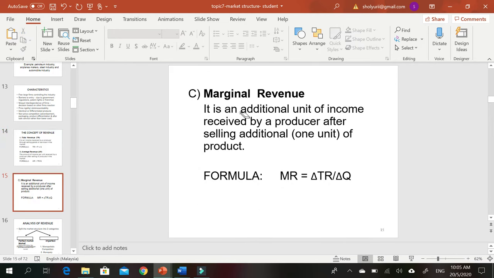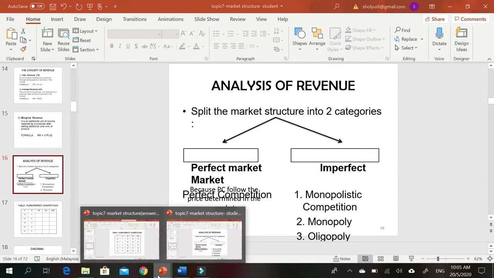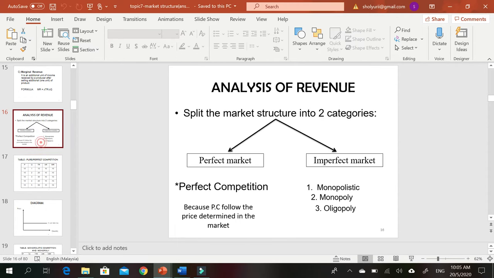Okay, and last kali, marginal revenue is the additional units of income received by a producer after selling one additional, pertambahan. Sebab dia panggil changes. Changes in TR over changes in Q. This is the formula. Okay, so let's see here. Basically, I already adjust this. Okay, sorry, look at here.